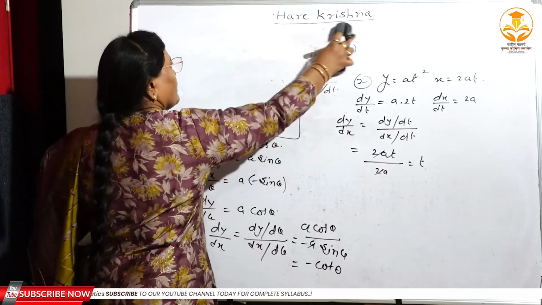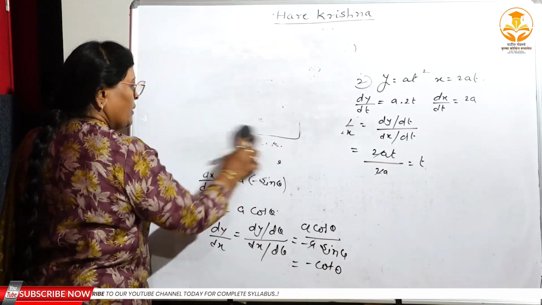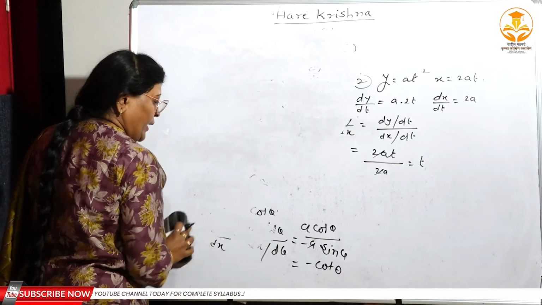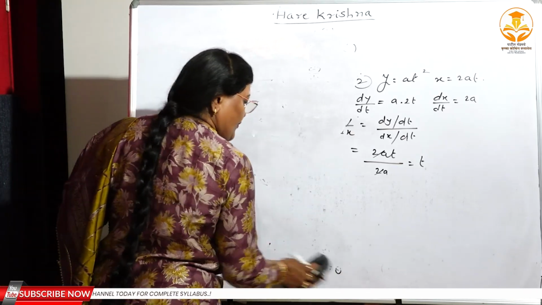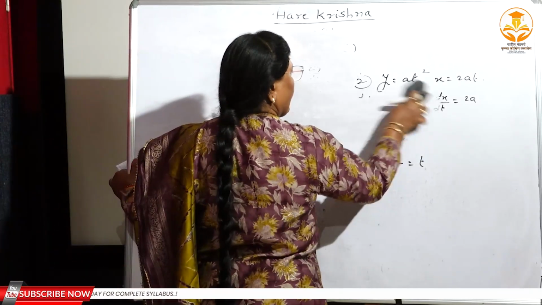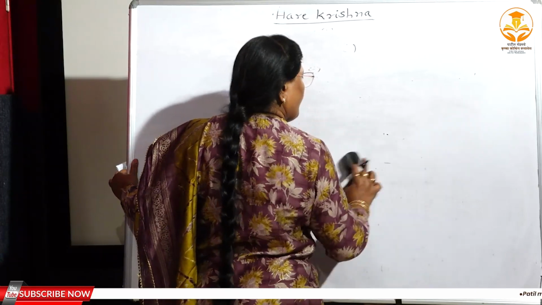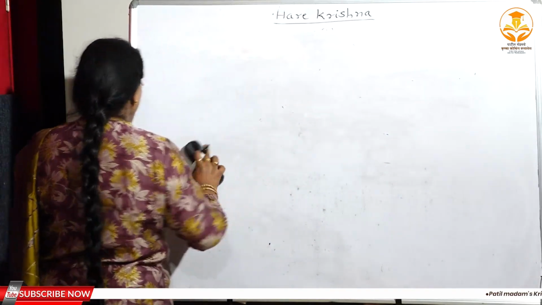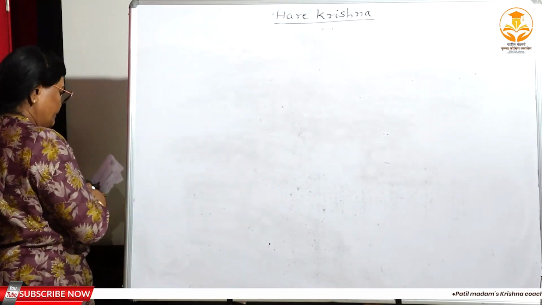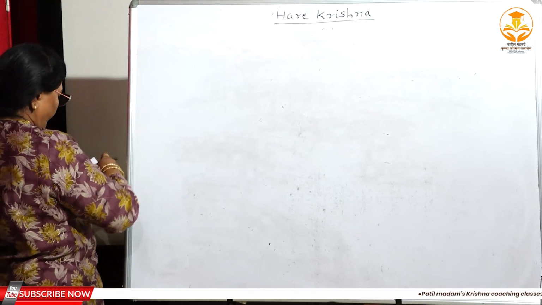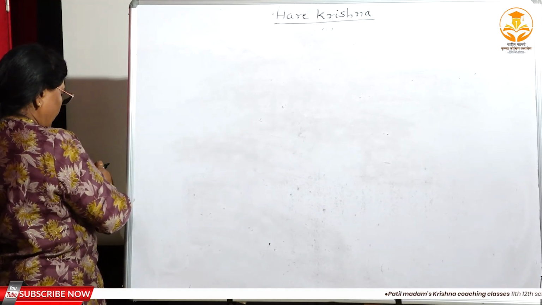So this is about the rule and this is about the parametric function. Now I will take some important examples here. Very carefully, each and every example is different from each other. So I will take simple examples. See, here I will take the first example.